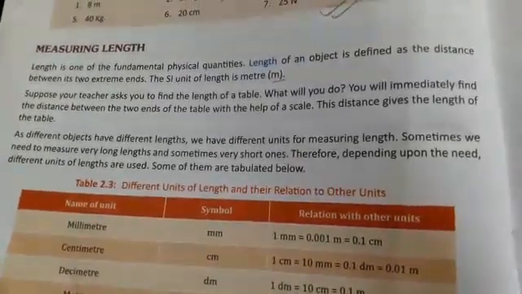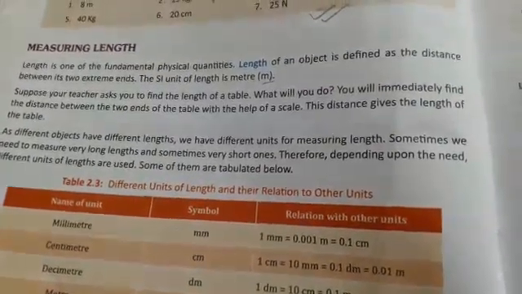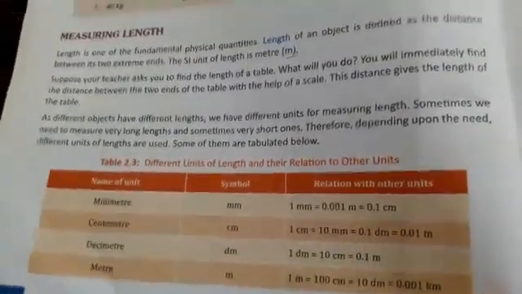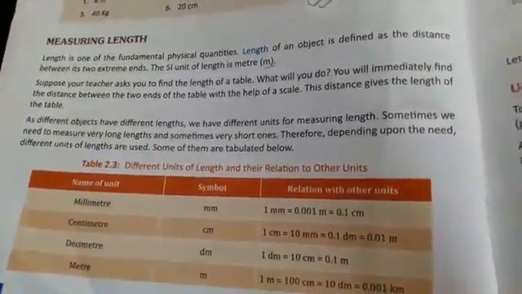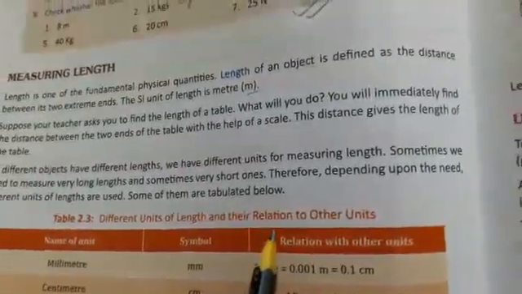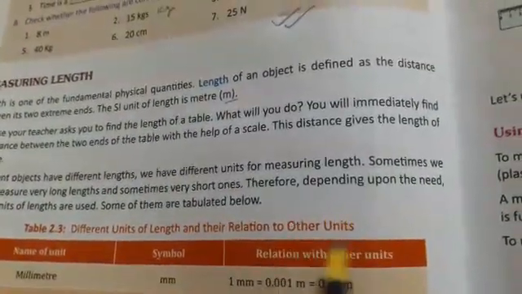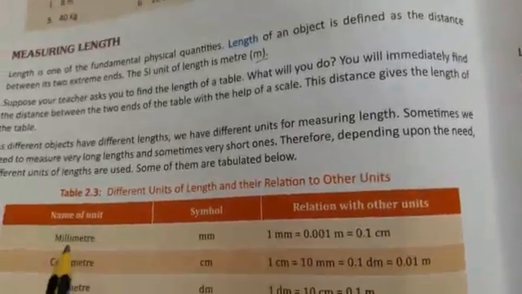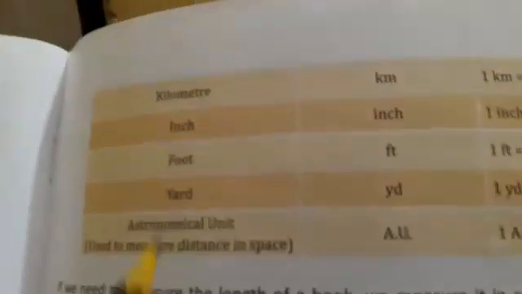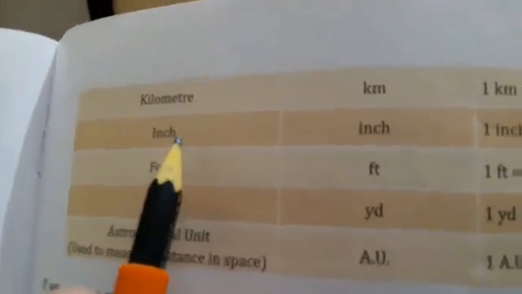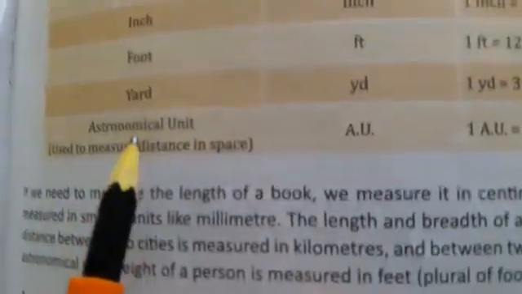Sometimes we need to measure very long lengths and sometimes very short ones. Therefore, depending upon the need, different units of length are used. Some of them are tabulated below. See here, different units of length and their relation to other units. Names of units: millimeter, centimeter, decimeter, meter, kilometer, inch, foot, yard, astronomical unit.